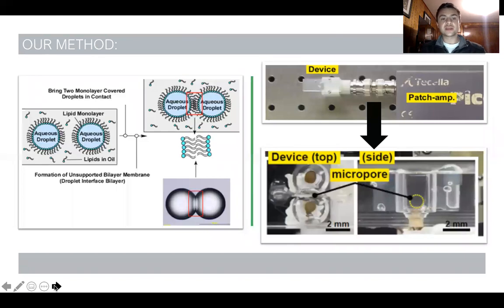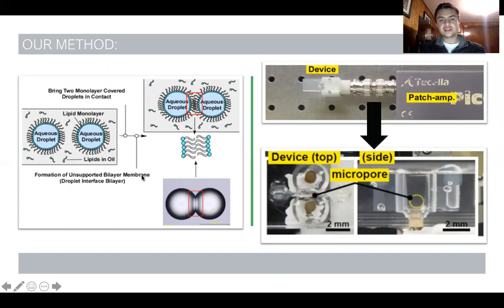Number one, we had to mimic a cell membrane. And to do this, we used the droplet interface bilayer method. We submerged two aqueous droplets in an oil containing lipids. The lipids oriented themselves around the water droplets. And when we brought these two water droplets together, we got a simplistic version of a cell membrane, as you see by these red boxes.